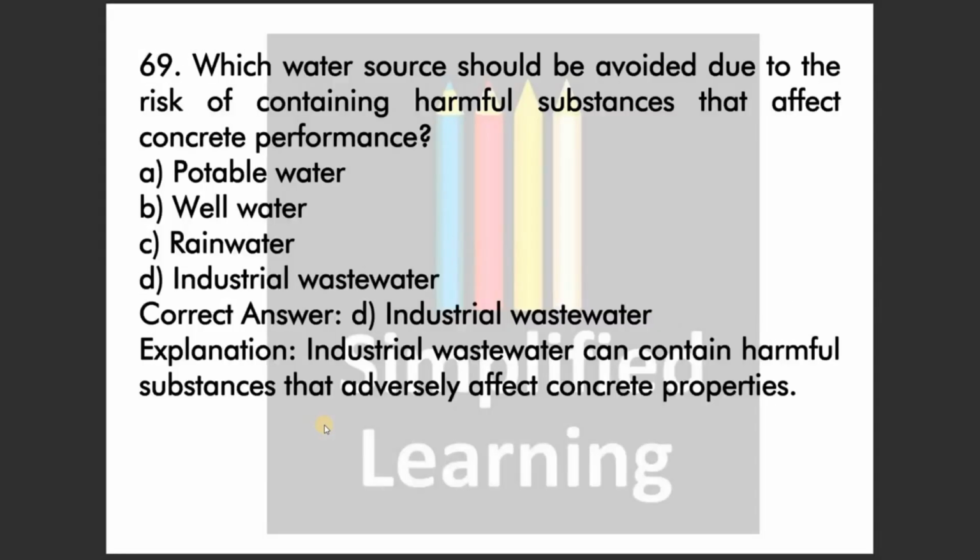Which water source should be avoided due to the risk of containing harmful substances that affect concrete performance? Industrial wastewater. We can go with potable water, obviously. Municipal tap water is the perfect one. Then well water, if it is being used for drinking purposes, then we can use it for concrete mixing also. Rainwater, if it is not contaminated, then it's okay. We can use rainwater, but industrial wastewater has the highest content of chemicals. That's why we are not going to risk our concrete with industrial wastewater.